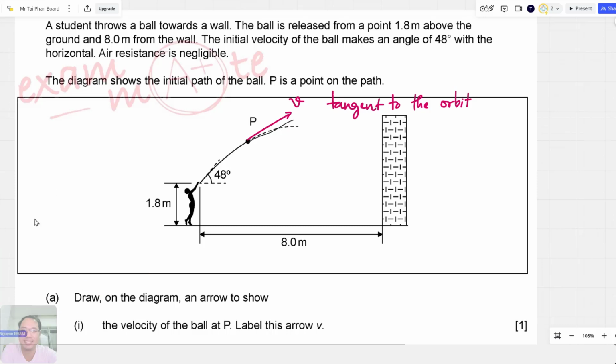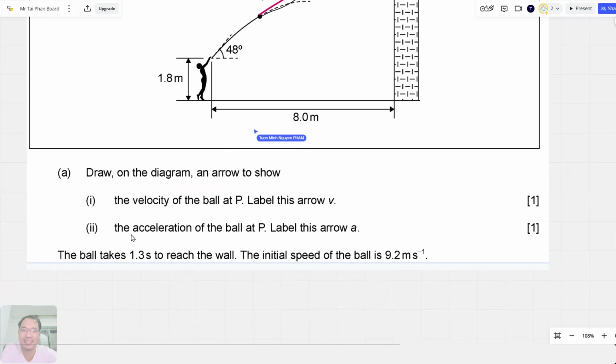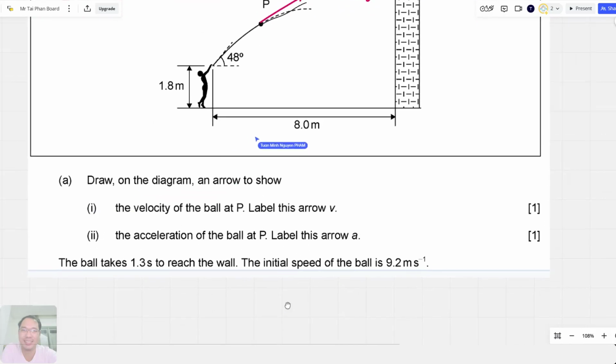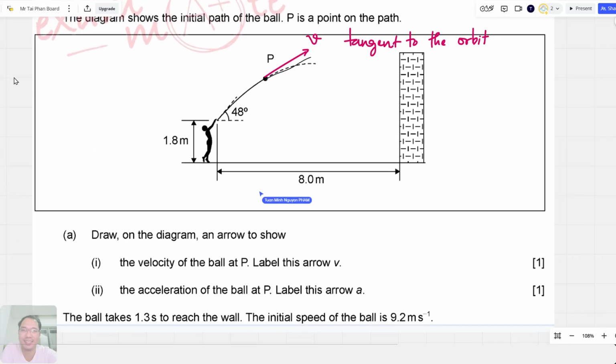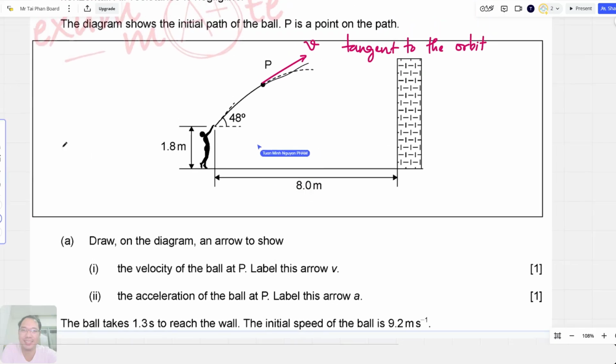There, just like that. Question 2: the acceleration of the ball at P, label with arrow A. What is the direction of the acceleration at P? Yes, you're going in the right direction. Exactly, vertically down. And what is its value? The acceleration is 9.8 meters per second square, which is g equal to 9.8 m/s².